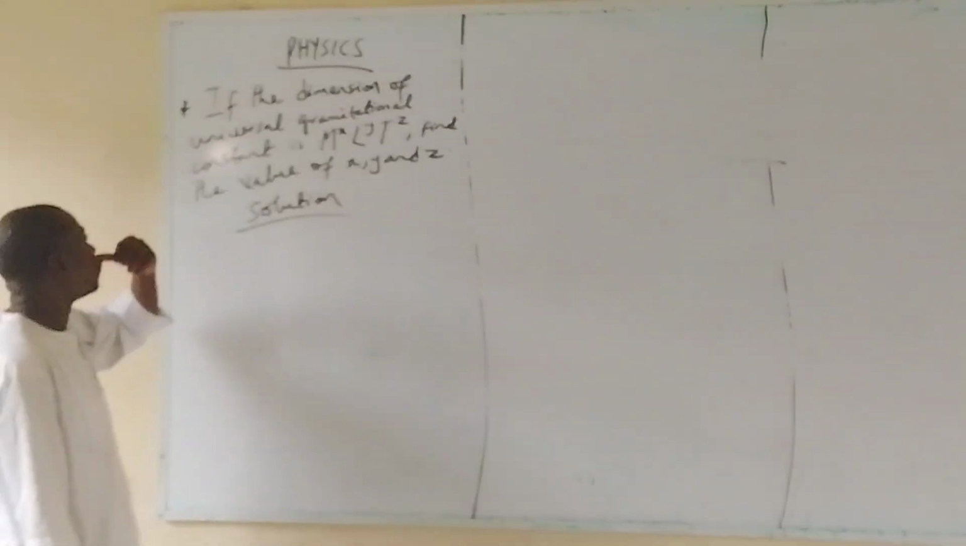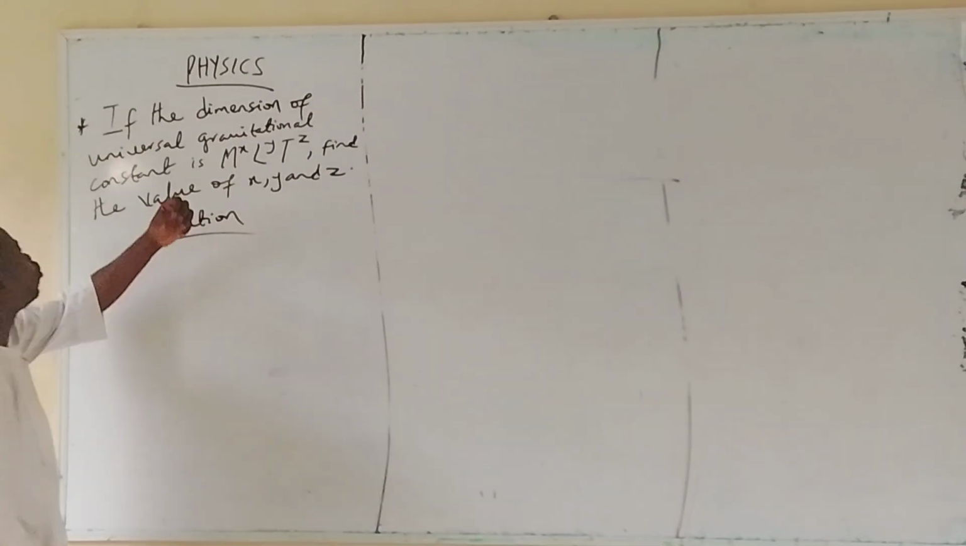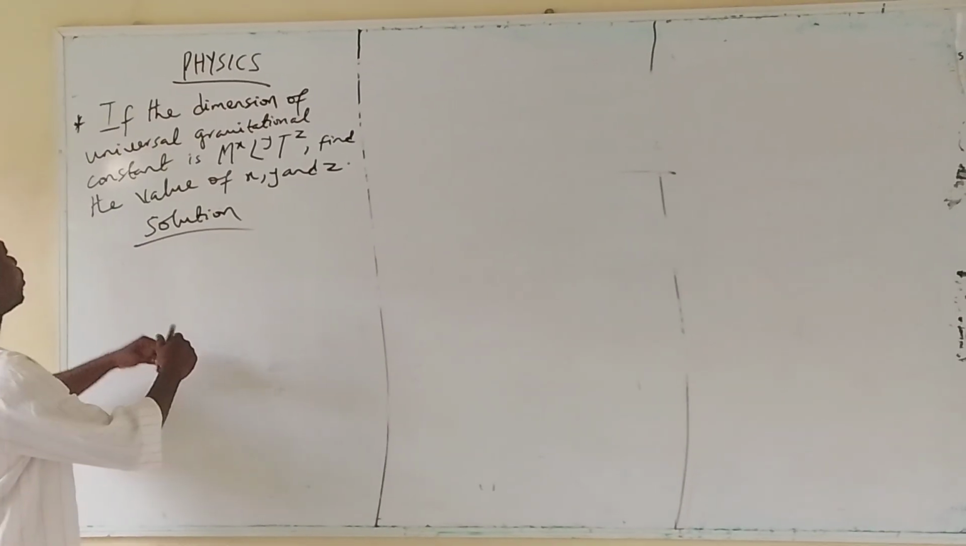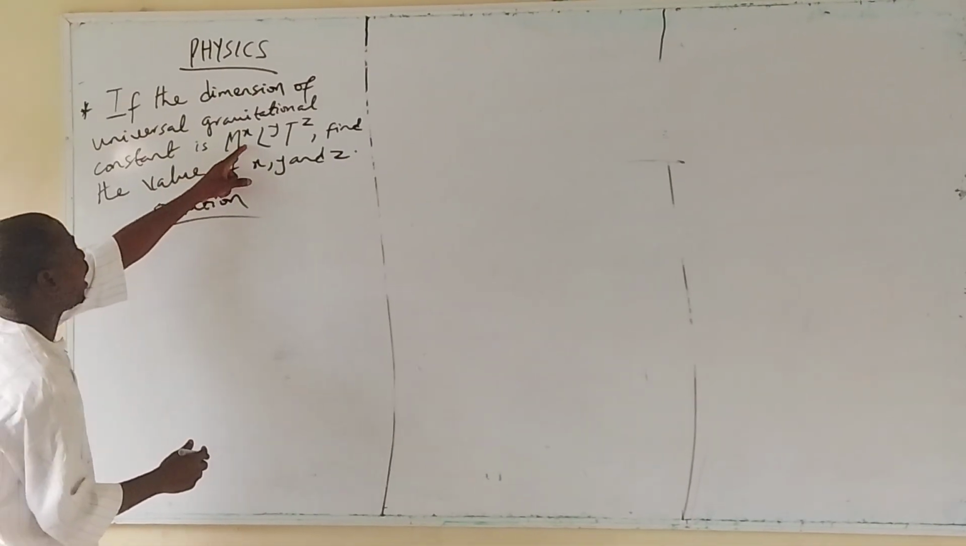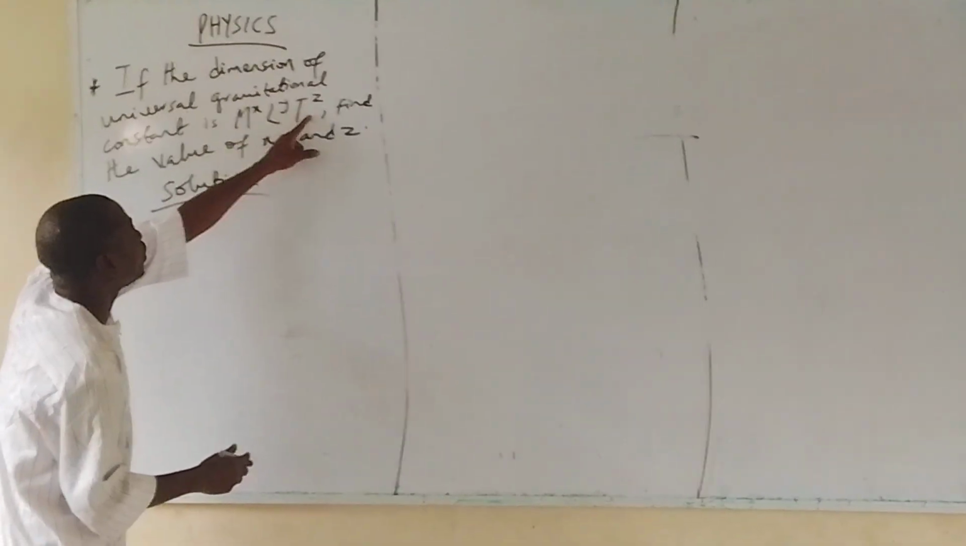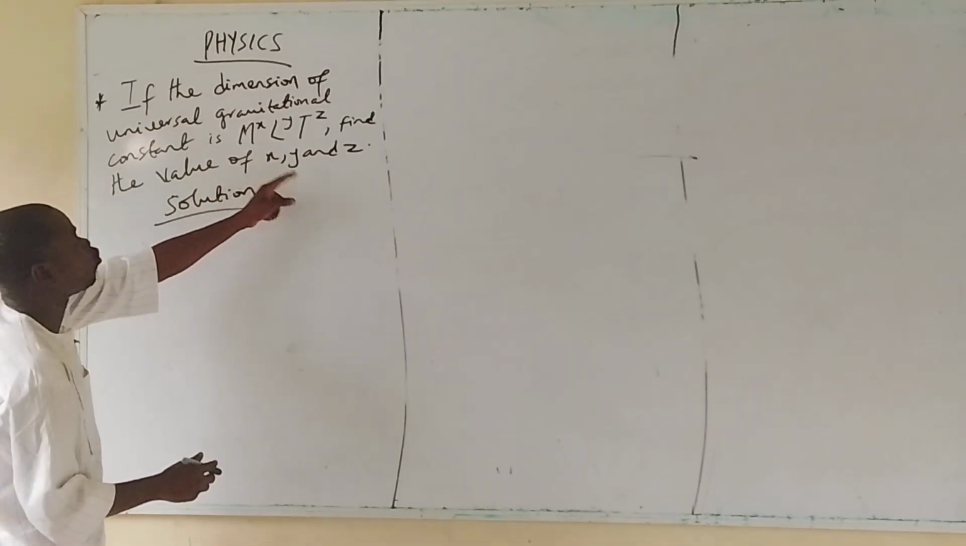Welcome to another video. In this video, I want to solve a question on dimension. If the dimension of the universal gravitational constant is M to the x, L to the y, T to the z, find the values of x, y, z.